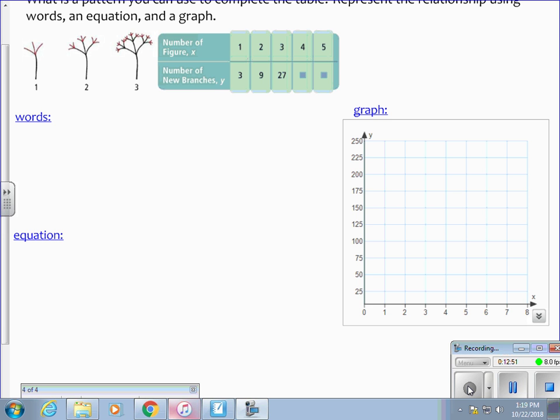So the number of branches go out, same set of numbers. Okay, so it's 1, 3. When I get to the next, there's 3 branches that come off, and then there's 9 branches that come off, and then there's 27. How am I getting from 3 to 9, from 9 to 27? Multiplying by 3. So the next one would be 27 times 3, which is 81, and then the next one after that would be 81 times 3, which is 243.